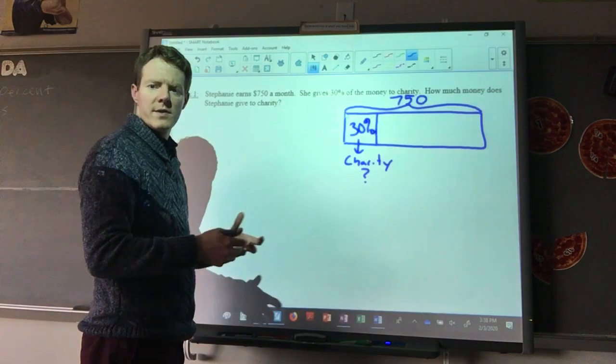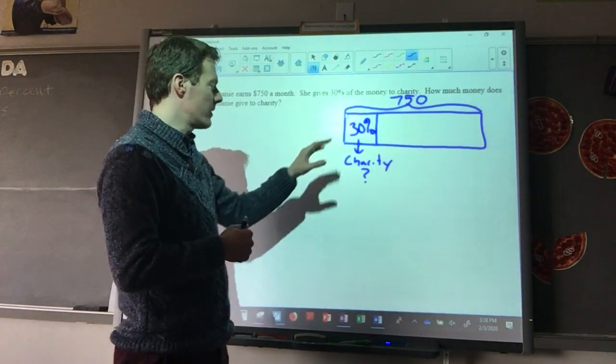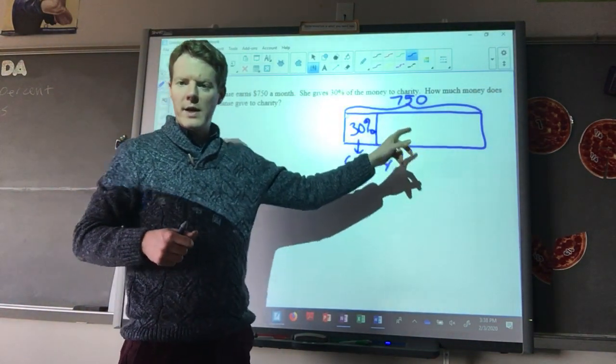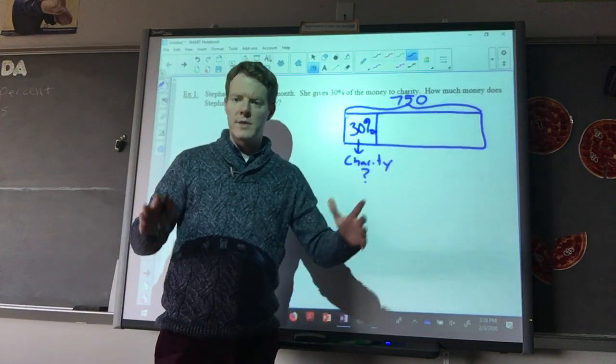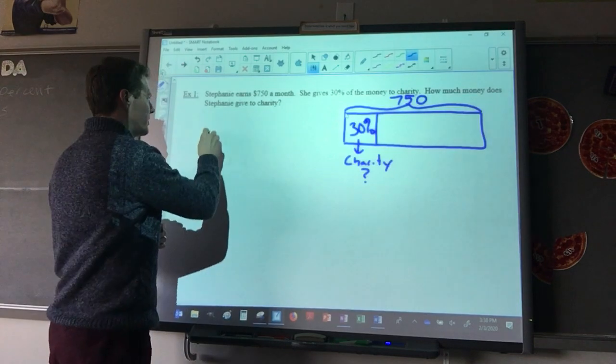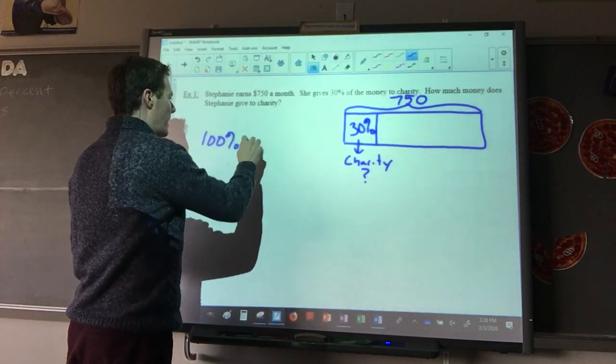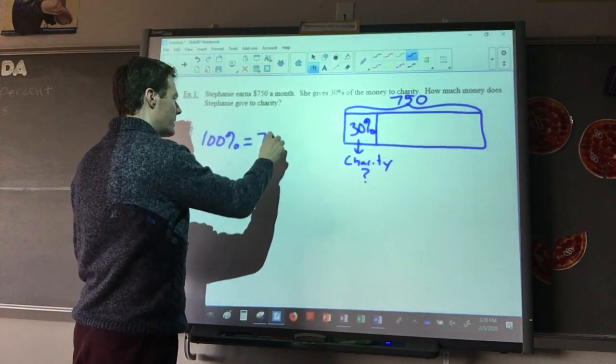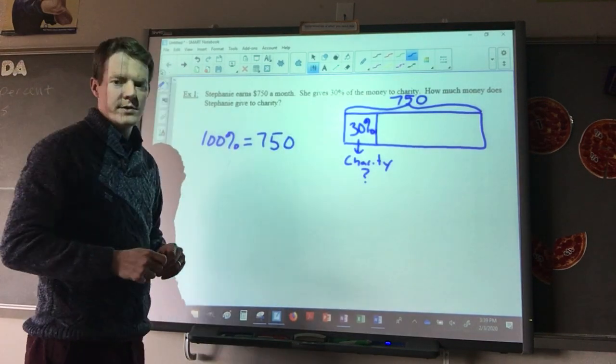So if we're gonna solve this with percent statements or ratio or rate statements, then the first thing I want to write is the thing that the problem told me. Now the thing that the problem told me is that her earnings is $750. That's the entire bar, that's everything. So that is 100%, and that's what you want to start with.